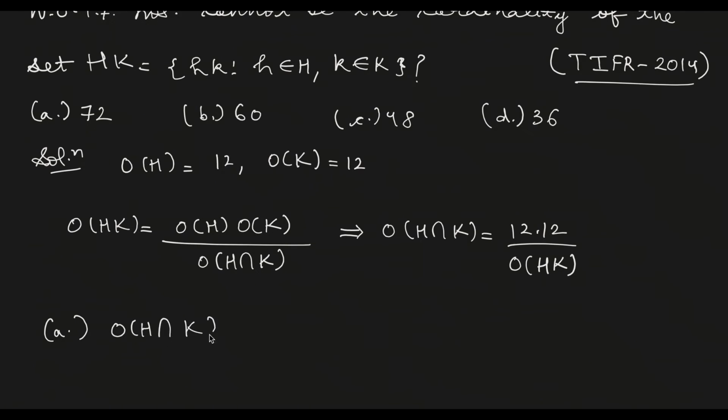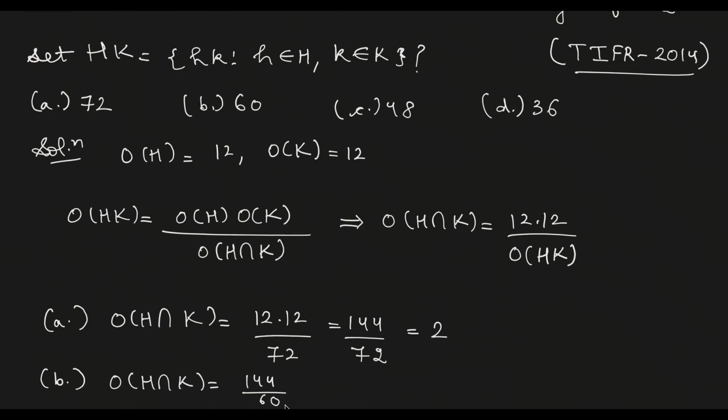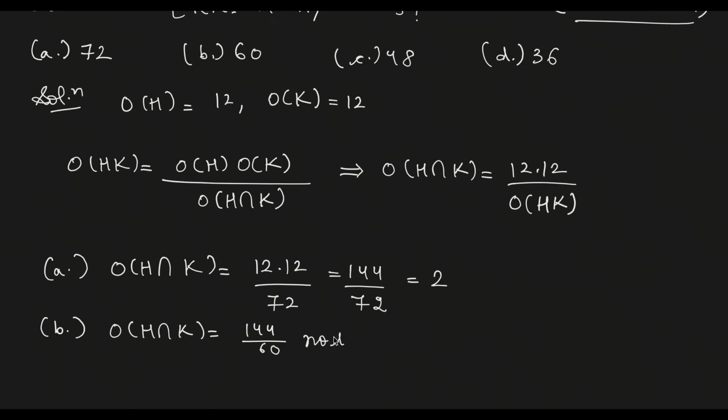Now by options I can put order of HK: 144 upon 72. This will be 2. This is possible. B part, order of H intersection K is 144 upon 60. This is not possible. So the answer is option B.